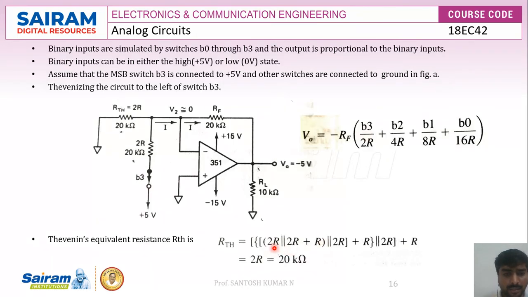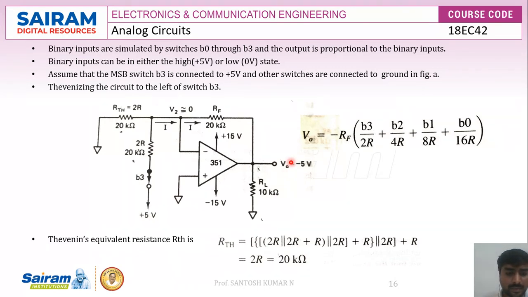So here you can see 2R parallel with 2R, that will be in series with R, and this R is again parallel with 2R. So this 2R will be in series with R, and this entire thing will be in parallel with 2R, and again this will be in series with R. So when you calculate these things, we get the Thevenin's equivalent resistance, which will be equal to 2R. So here we get Thevenin's equivalent resistance as 2R, and bit B3 is connected to 5 volts. So this will be the Thevenin's equivalent circuit.